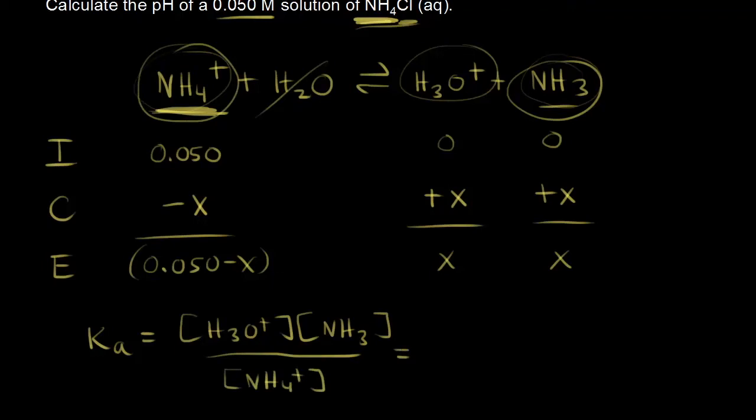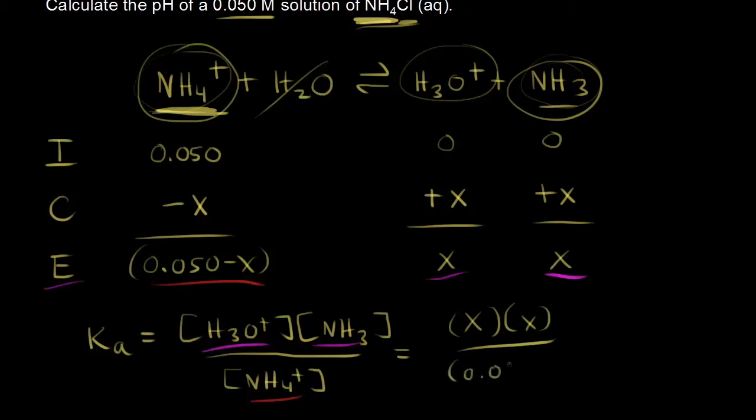The concentration of hydronium ions at equilibrium is X, so we put an X in here. Same thing for the concentration of NH3. That would be X, so we put an X in here. This is all over the concentration of ammonium, which is 0.050 minus X. So over here we put 0.050 minus X.